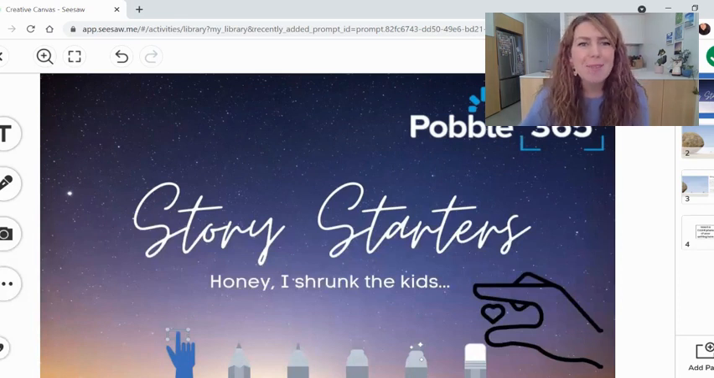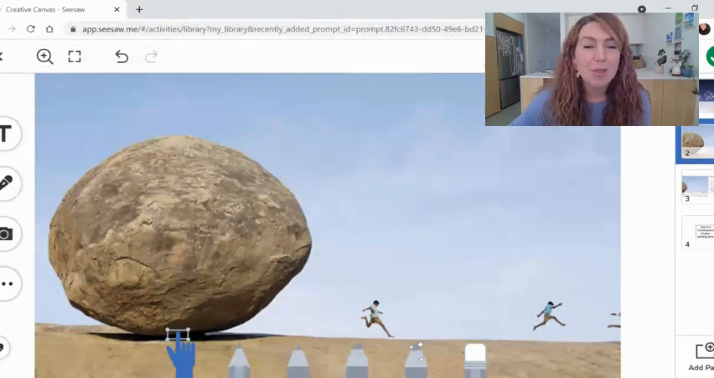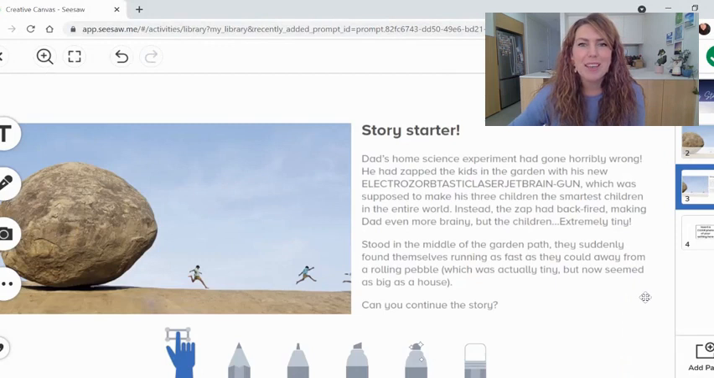Year 4, we're back again with another story starter using Pobble 365, and today is titled Honey, I Shrunk the Kids. And here is the picture we're working with today. Giant pebble, tiny children. I wonder what you think of straight away when you see this image. I'll read the story starter to get us thinking.